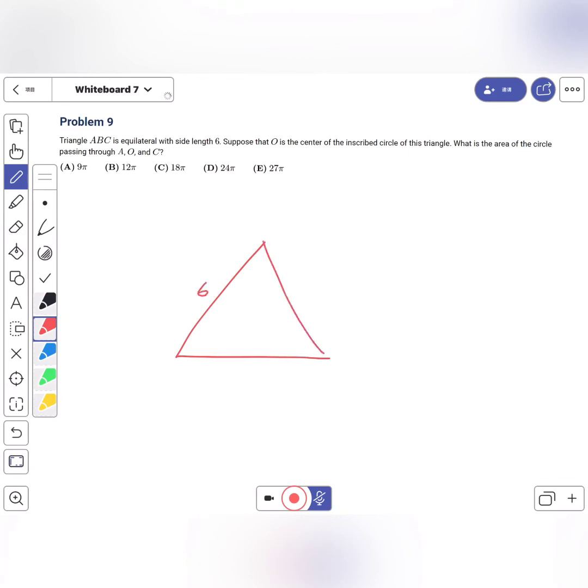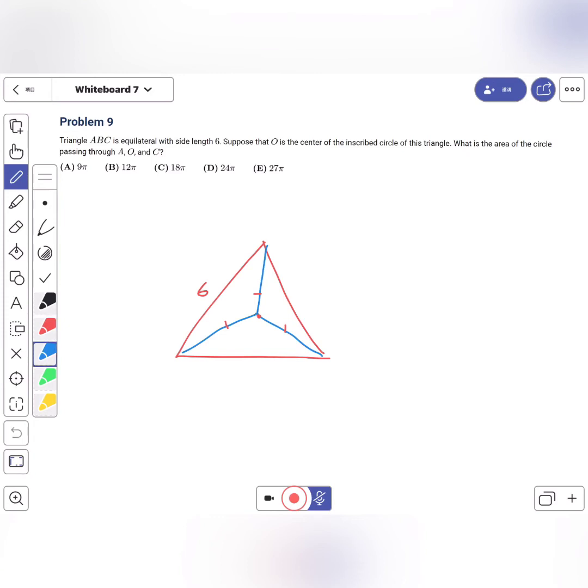6. And then O is the center of the inscribed circle of this triangle. What is the area of the circle passing through A, O, and C? So the center is actually known as the incenter, which is the intersection point of the 3 angle bisectors of a triangle. And since it's equilateral, we see that these 3 lengths are actually equal, right? And the center is actually the same as the centroid of the equilateral triangle since it's equilateral. And this doesn't work in other cases.